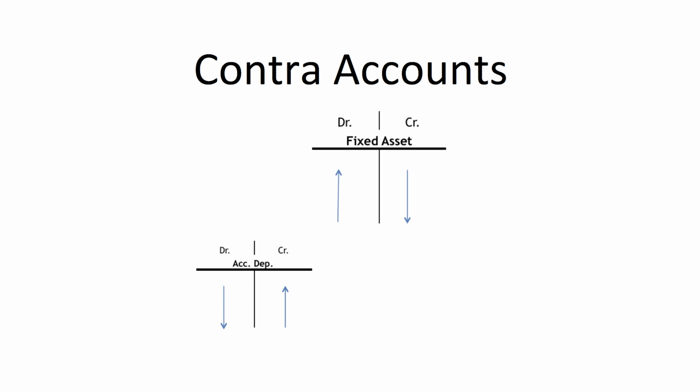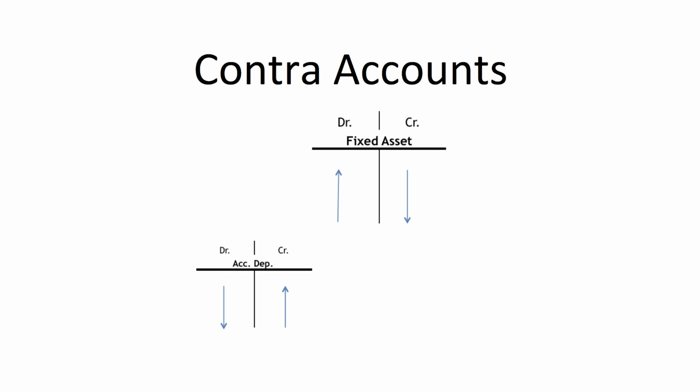And so we know that a fixed asset is an asset account. And so it goes up on the left and down on the right. And so by definition, our accumulated depreciation contra account has to behave the opposite. And so once you know where a contra account attaches to the parent account, you can identify where the parent account sits in the accounting equation.